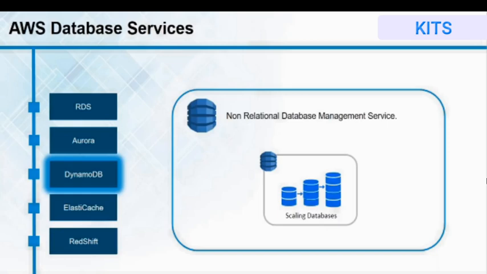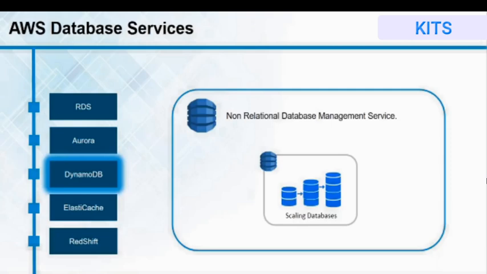Like I said, RDS is a database management service for relational databases, right? DynamoDB is a database management service for non-relational databases. So when you have unstructured data, you store it in a non-relational database. You cannot store unstructured data in a relational database because relational databases consist of data that can be structured in a table.